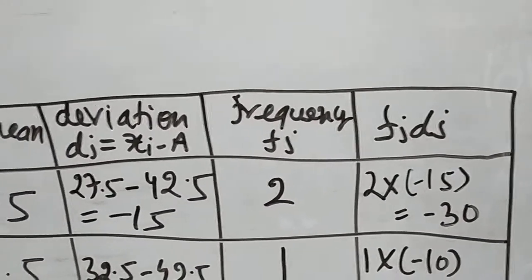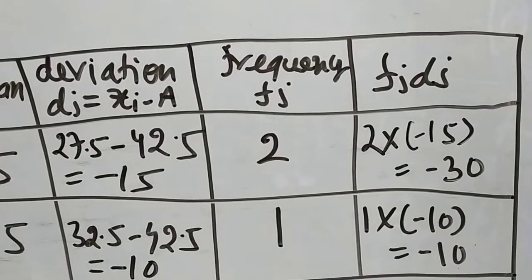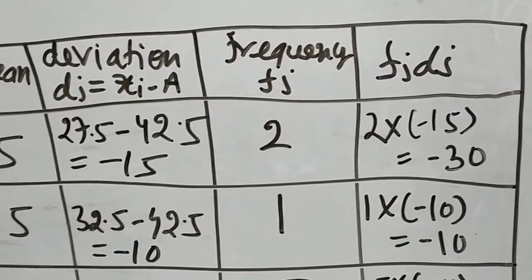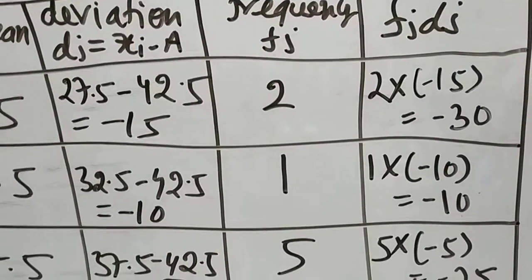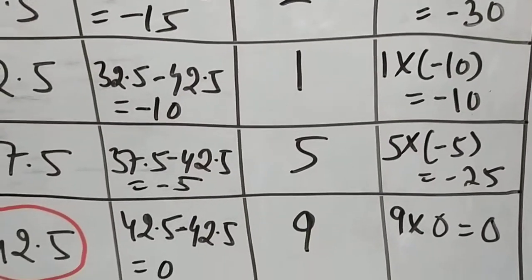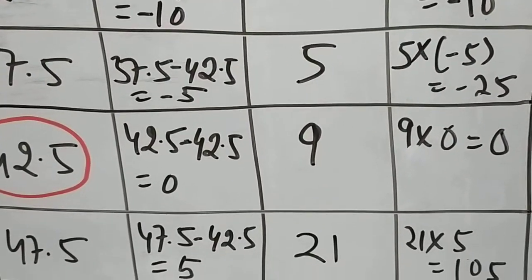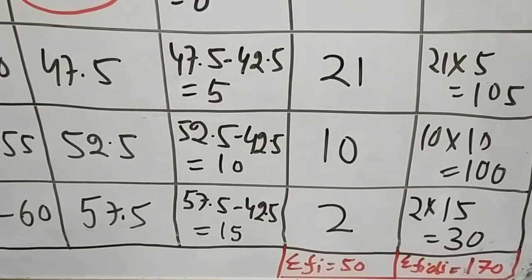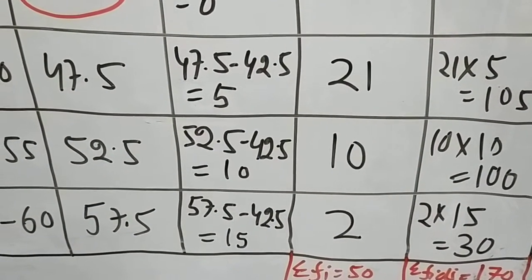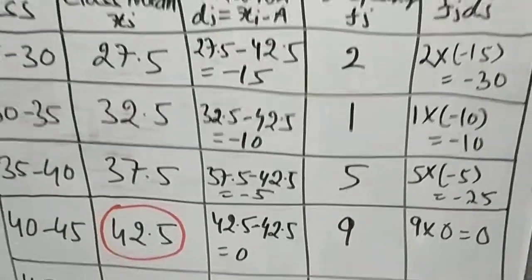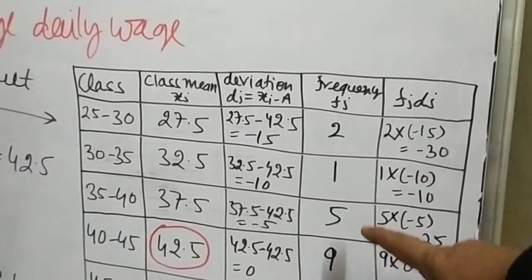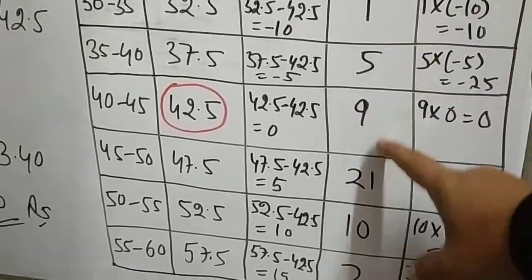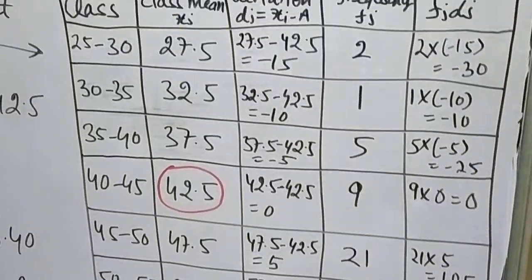Now write down the frequency from the table given in the question. 2, 1, 5, 9, 21, 10, 2. This is sigma Fi equal to 50. Means this is the sum of this column, that is 50.